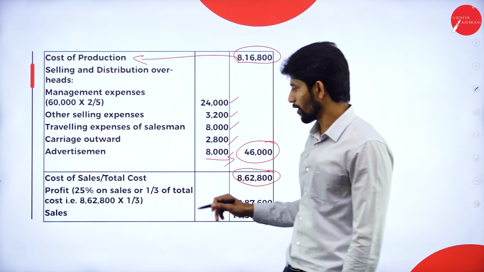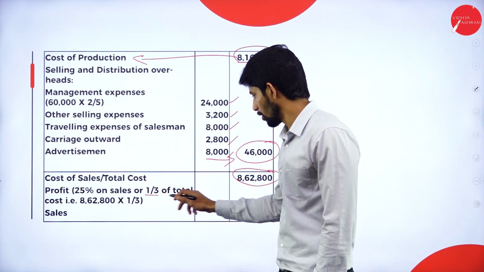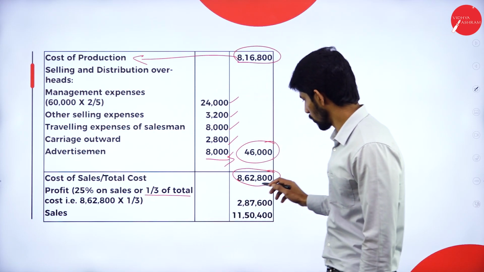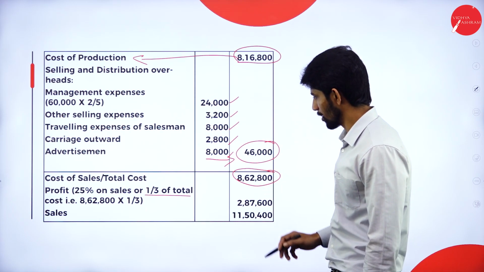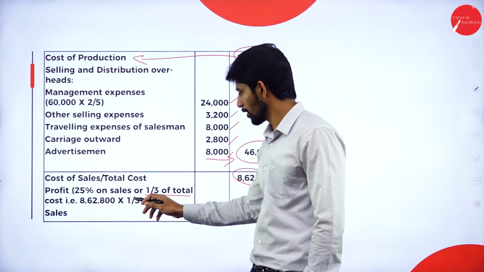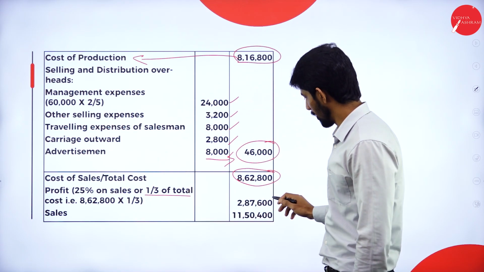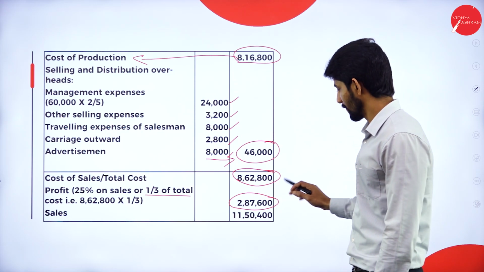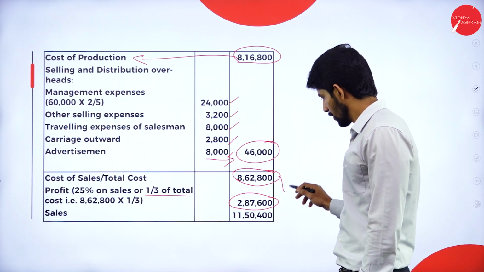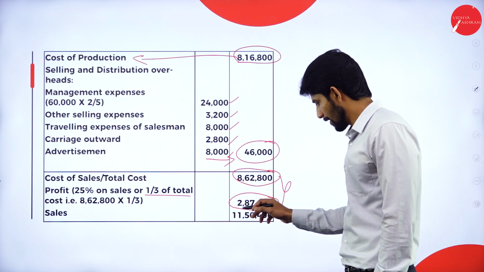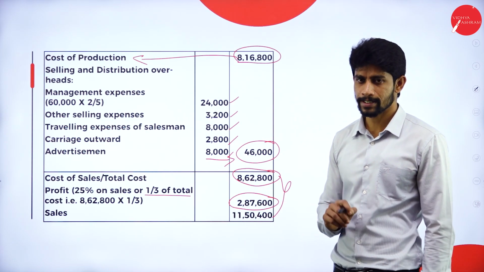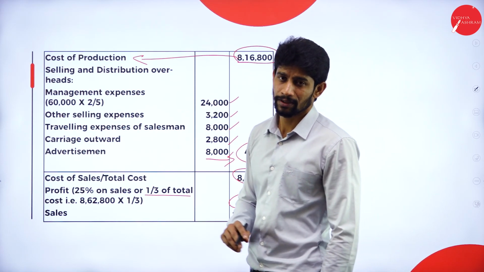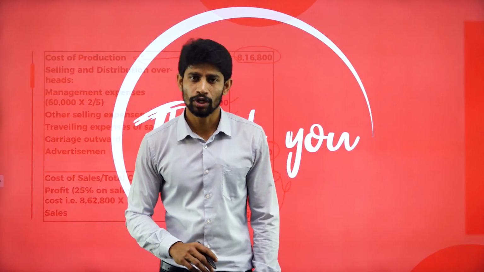So the total cost is 8,62,800. So profit 25% on sales or 1/3 of total cost. So what is the total cost? 8,62,800. So 8,62,800 into 1/3. So 1/3 value is 2,87,500. So now total it. So the total comes to the sales 11,50,400. So this is how you are supposed to compute the problems with respect to computation of cost sheet.